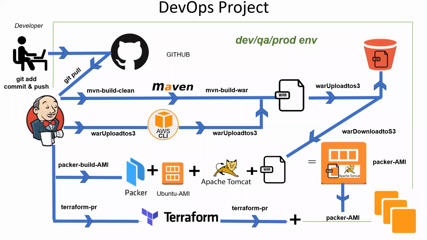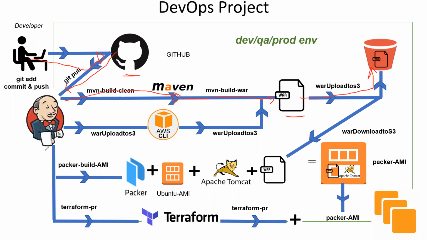and the developer makes the changes in the version control. It starts to pull the code. Maven starts to build the code. An artifact is generated, and we deploy that artifact into an AWS S3 bucket.